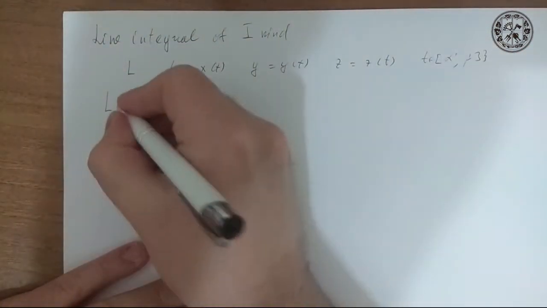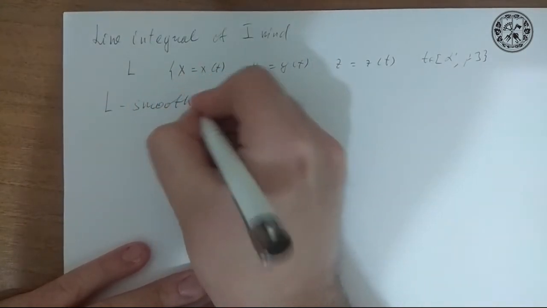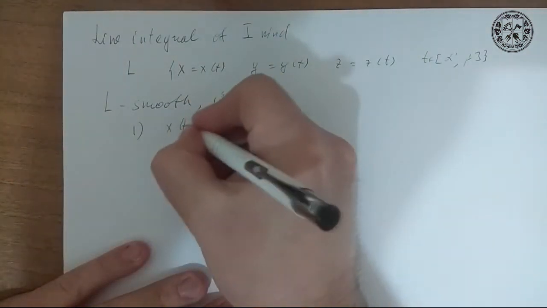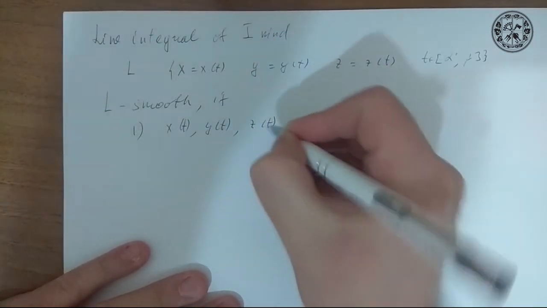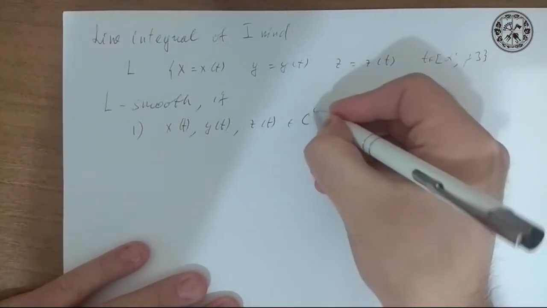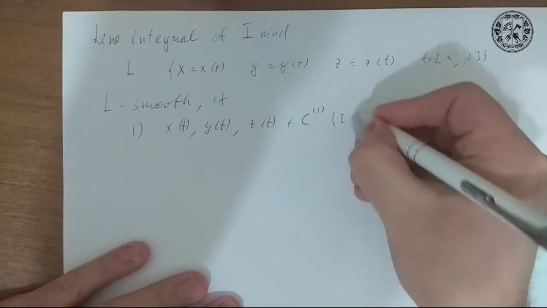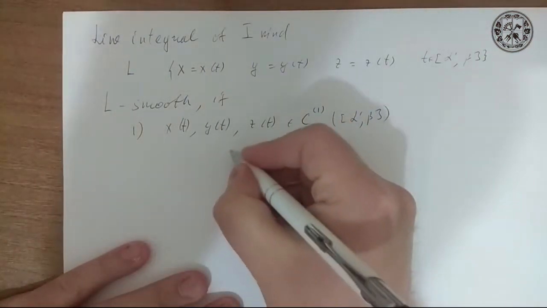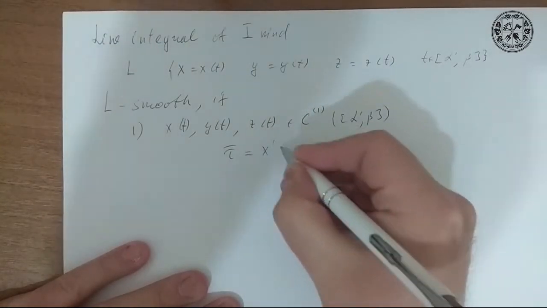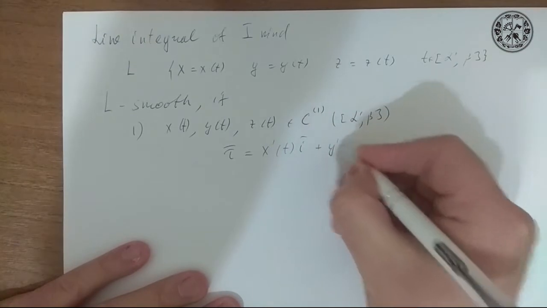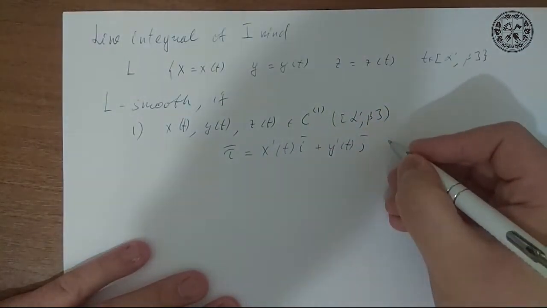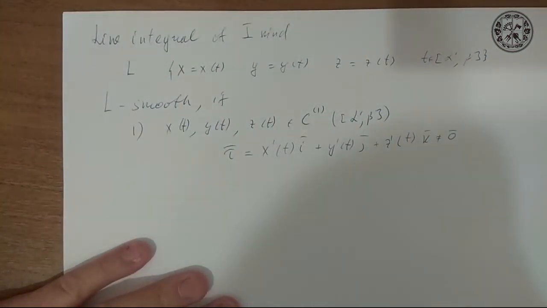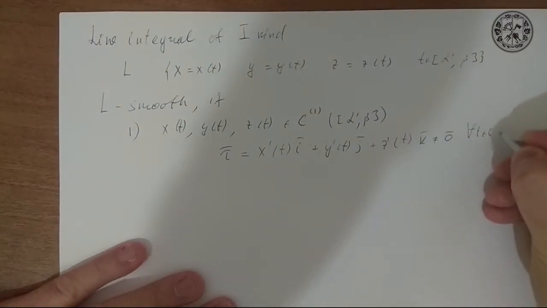And this curve is called smooth if first requirement is that x of t, y of t, and z of t are all continuously differentiable on interval from alpha to beta, and we have some vector tau that is x prime of t i plus y prime of t j plus z prime of t k is non-zero for every t in alpha beta.